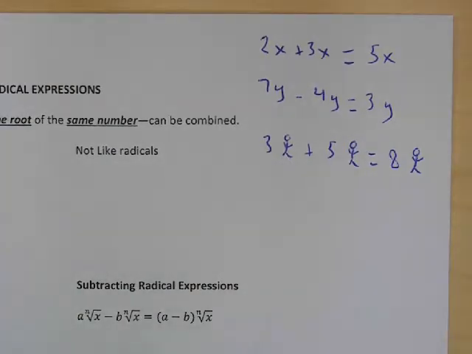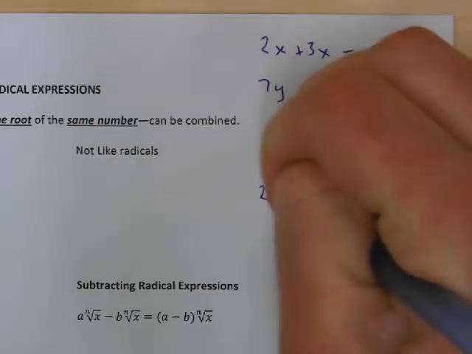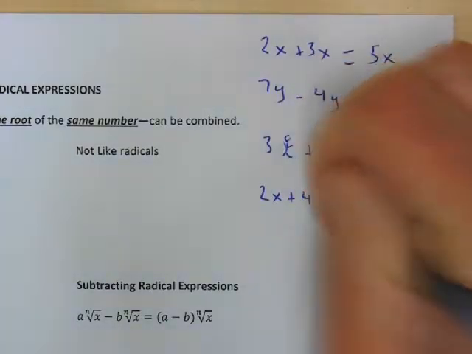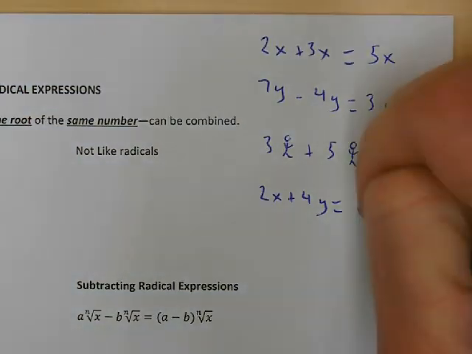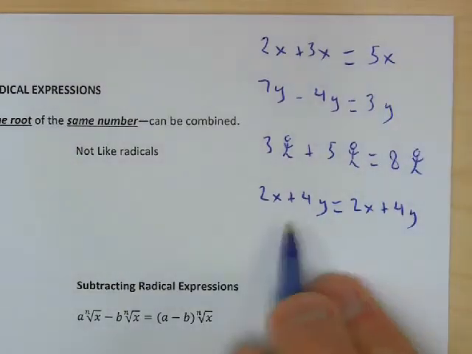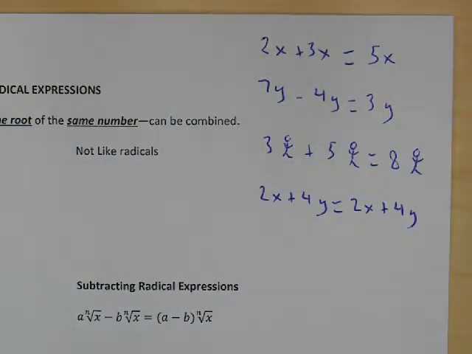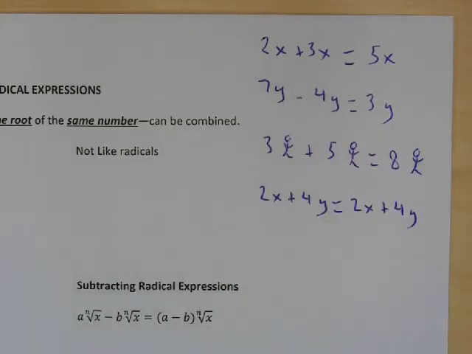Okay, how about something a little different? What if we had something like 2x plus 4y? Well, what's the answer to that? What's 2x plus 4y equal? Well, it equals 2x plus 4y. I can't combine these things because they're not like terms. Okay, so as long as we have like terms, I don't care if it's an x or a y or a stickman, I can add those things.